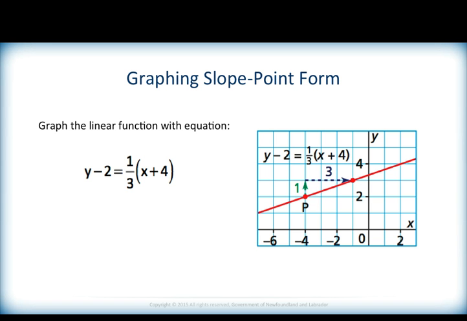From there, you're going to use your slope of rise of 1 and a run of 3. You're going to go up 1 unit and over 3. Up 1 unit, to the right 3. And you're going to continue that process as long as you want until you're finished drawing your line segment.